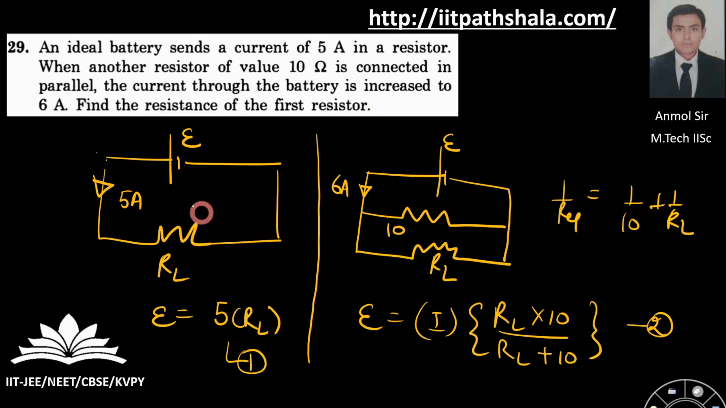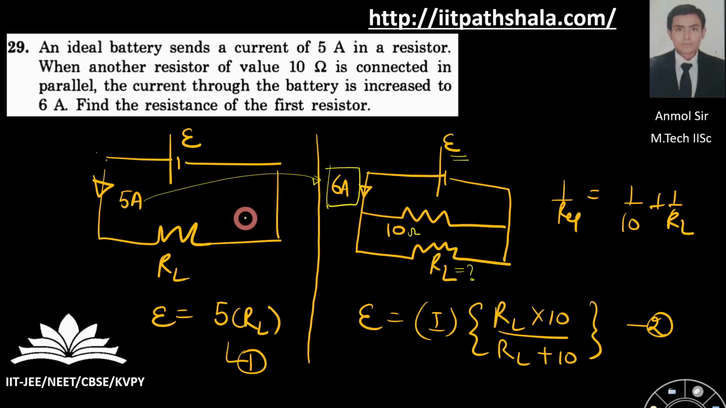Okay, so what it is saying is that you have a load resistance, and if you connect this ideal battery to this load resistance, it is delivering a current of 5 ampere. Now you have connected a 10 ohm resistance in parallel to this load resistance, so now this battery is giving you a current of 6 ampere. The current has increased, so you have to figure out the value of RL for which the current increased from 5 ampere to 6 ampere. It doesn't matter, because we have formed both of the circuits here.